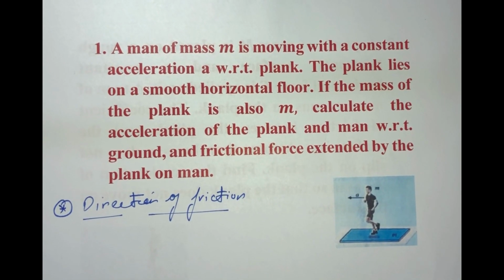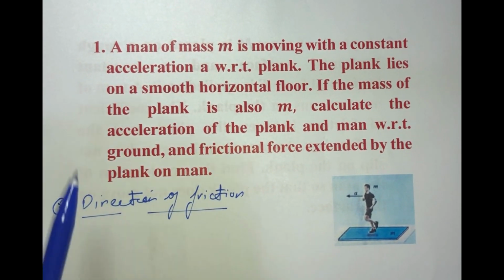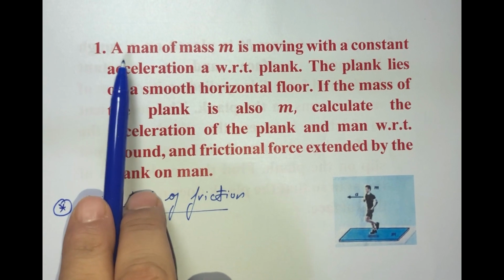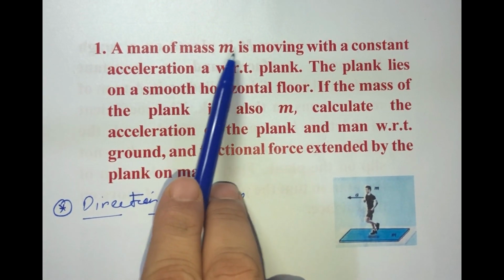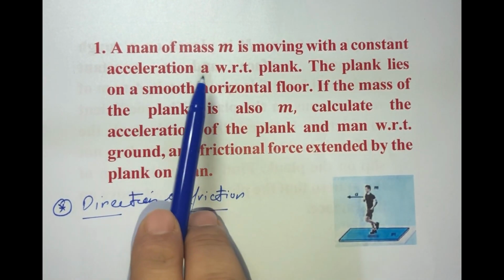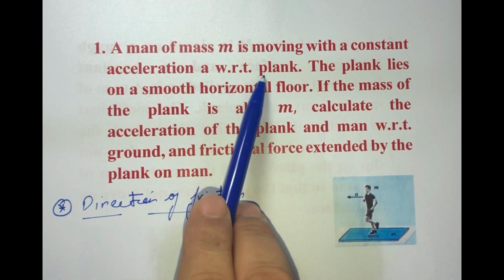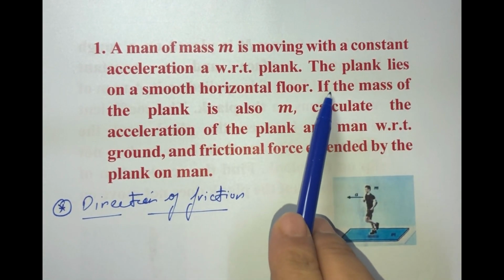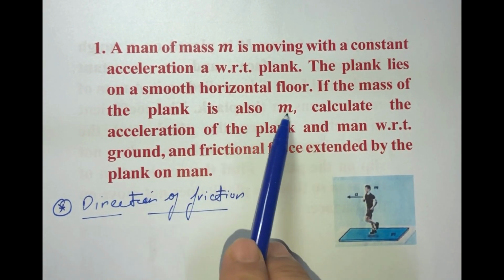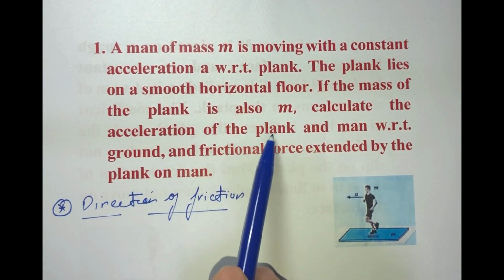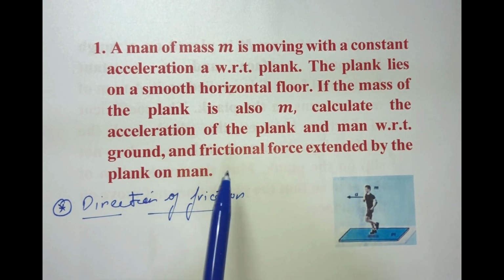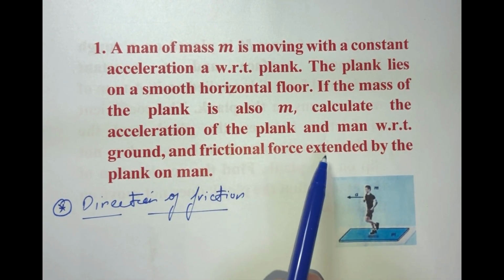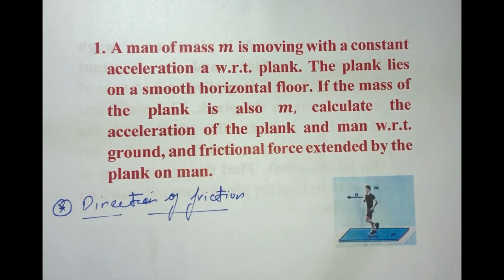Hello friends, so today we are going to discuss two questions. First is, a man of mass m is moving with a constant acceleration a with respect to a plank. The plank lies on a smooth horizontal floor. If the mass of the plank is also m, calculate the acceleration of the plank and man with respect to ground and the frictional force exerted by the plank on the man.